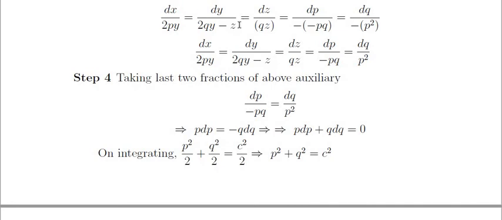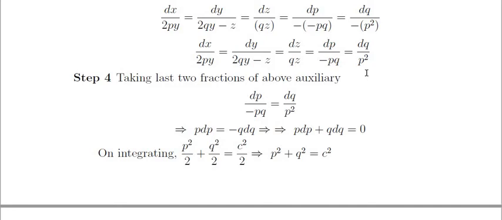Therefore, the auxiliary equation becomes dx by 2py is equal to dy by 2qy minus z is equal to dz by qz is equal to dp by minus of minus pq is equal to dq by minus p square. That can be rearranged as dx by 2py is equal to dy by 2qy minus z is equal to dz by qz is equal to dp by pq is equal to dq by minus p square.